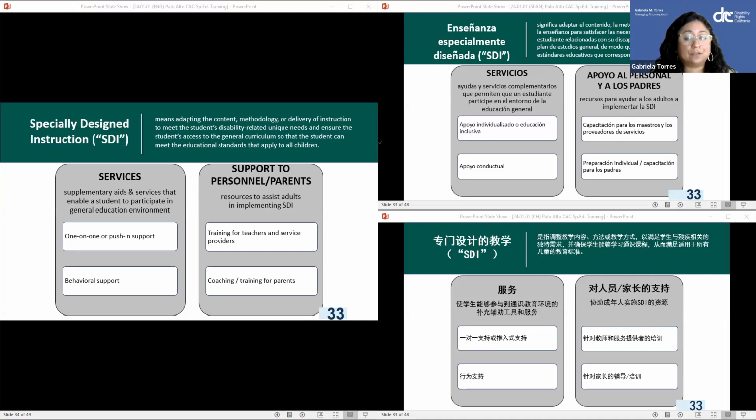In addition, you could offer different levels of behavioral support. It could be supervision by a board certified behavior analyst. It could be check-ins with a behaviorist. It could be support for the family, or for the teachers, with a board certified behavior analyst to really identify and work on the behaviors that a specific student is having, and how it's affecting and impacting the education. And that is the next category here, which is support to personnel and parents. This could include coaching and training for parents, but also training for teachers and service providers.